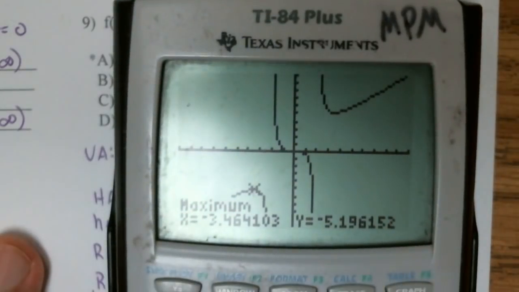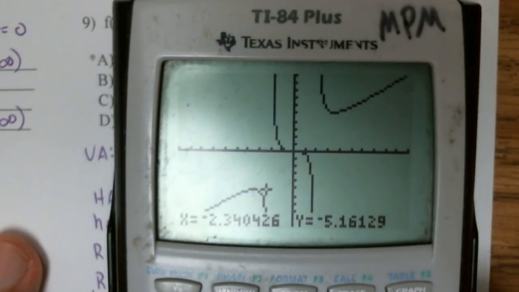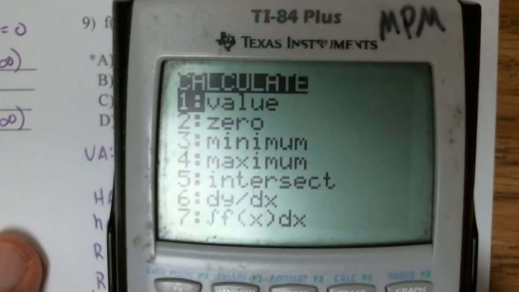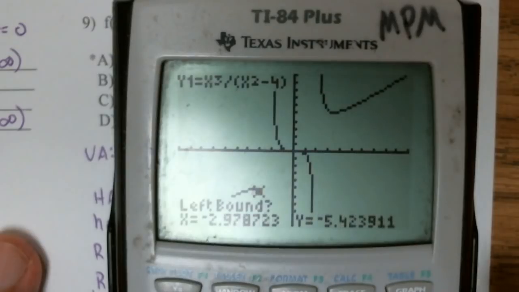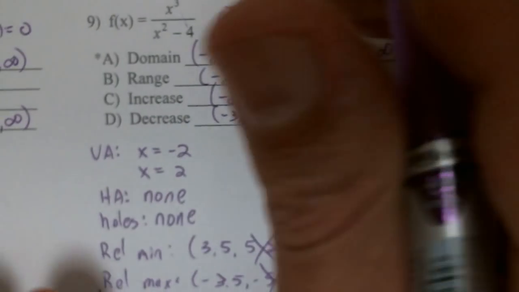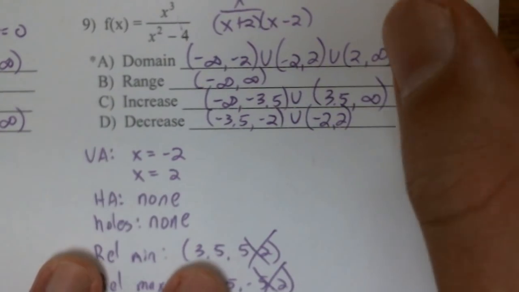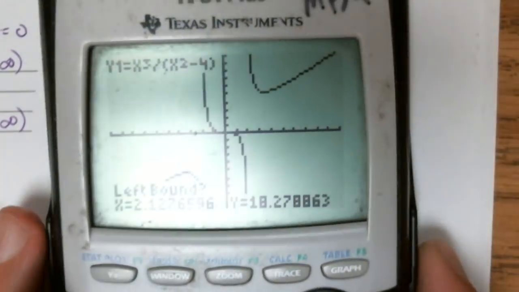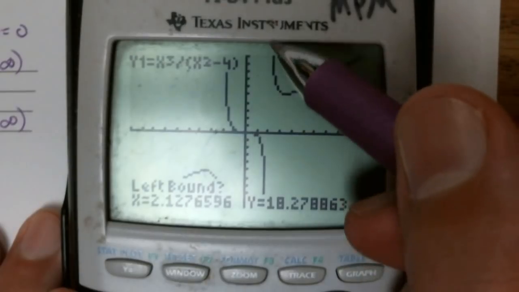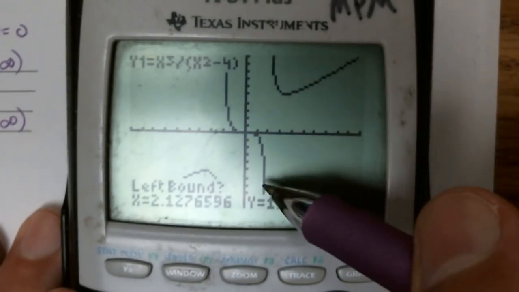And where else am I losing money? So I'm losing money from the relative min. I'll get Mr. Spidey again. I'm losing money from here to the asymptote, and then I start losing money again from the asymptote to the other asymptote. I'm still losing money. So that's negative 2 to 2. All right, break. I'm not losing money at 2. Nothing's happening at 2. That's the asymptote.